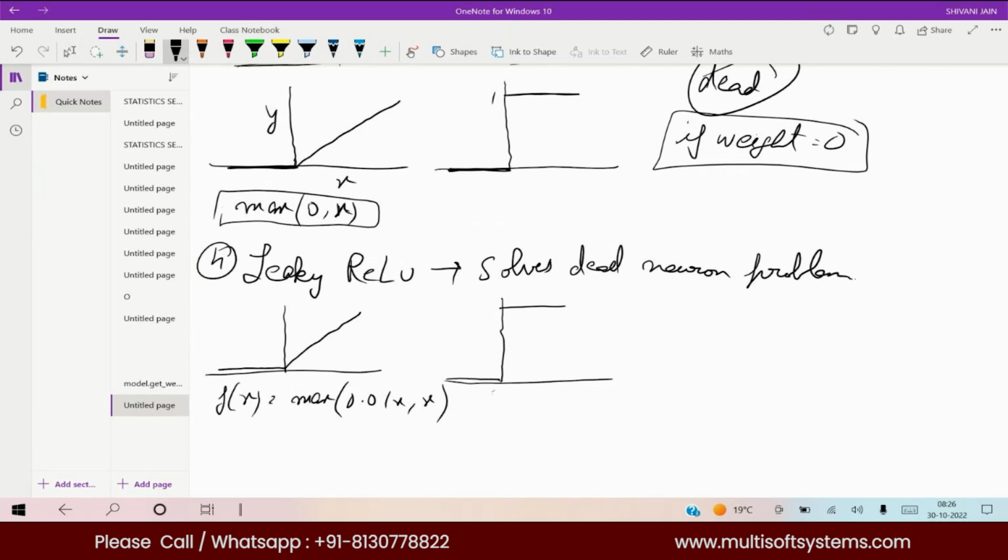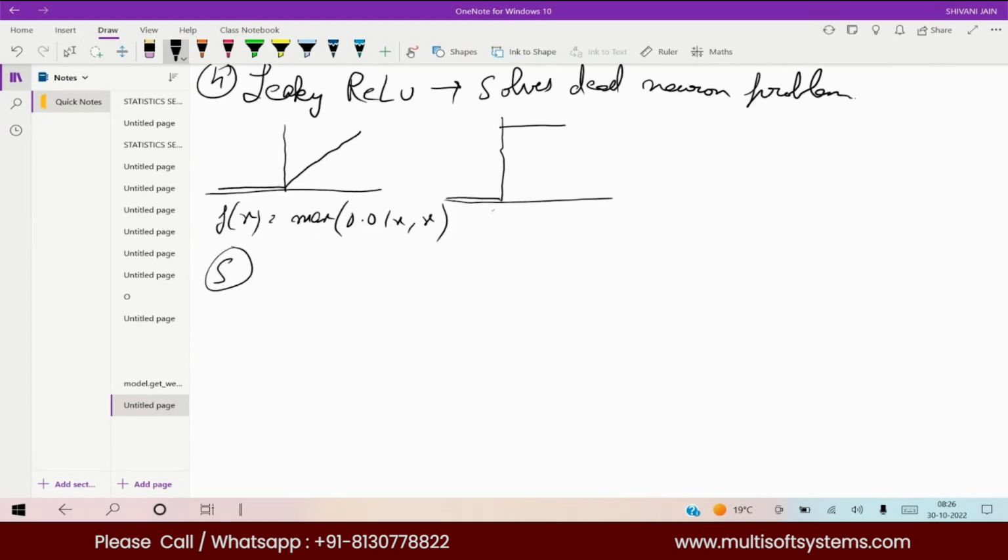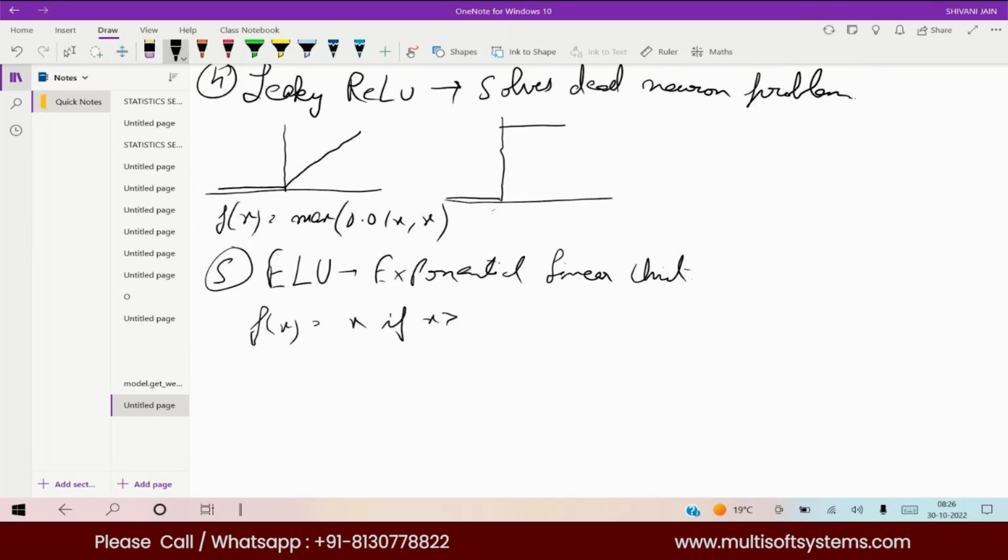Okay, then fifth. So in total we have 9 functions, and we are going to discuss them. Fifth is the exponential linear unit, ELU. For this, the equation is x if x is greater than 0, and alpha times (e raised to the power x minus 1) otherwise.